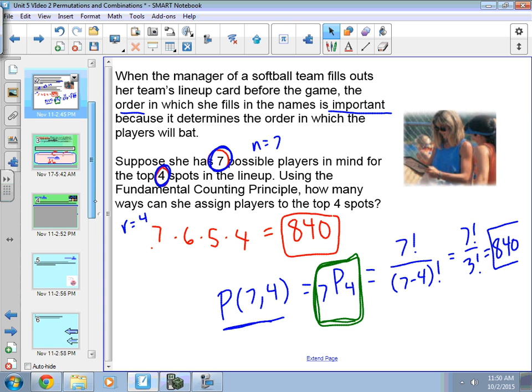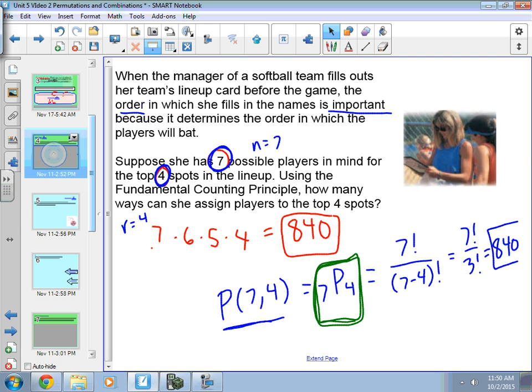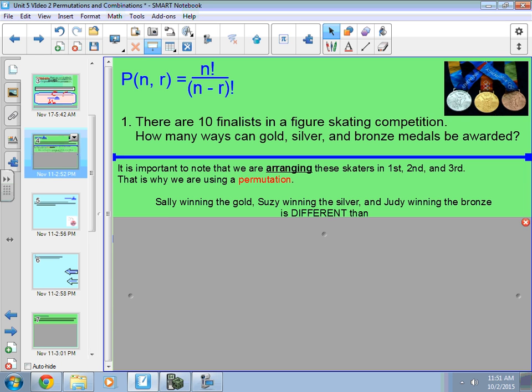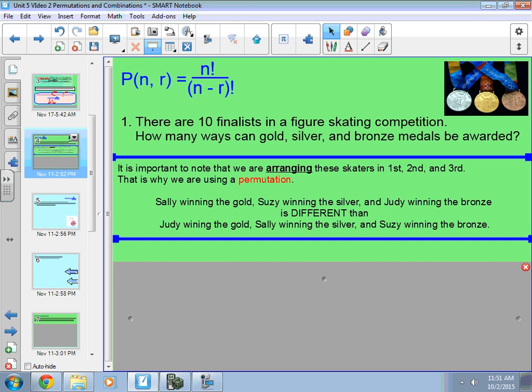All right, let's try some more permutation type problems here. This next one says there are 10 finalists in a figure skating competition. How many ways can gold, silver, and bronze medals be awarded? This problem will be a permutation problem. And the reason is that order is important when we are arranging these skaters in first, second, and third place. That's why we use permutation.